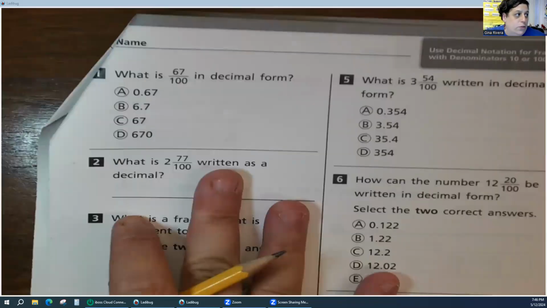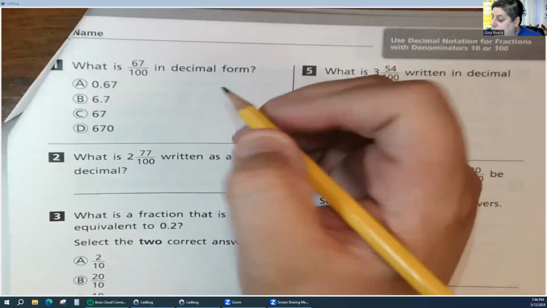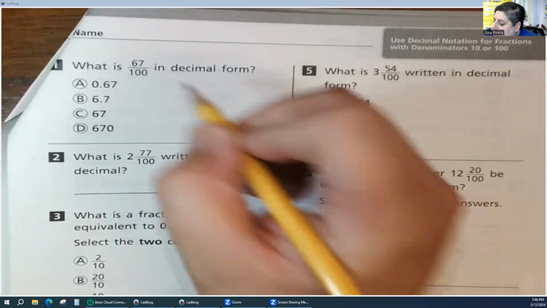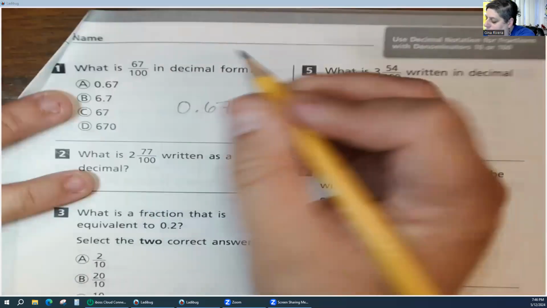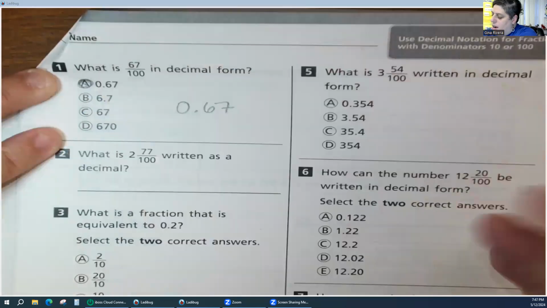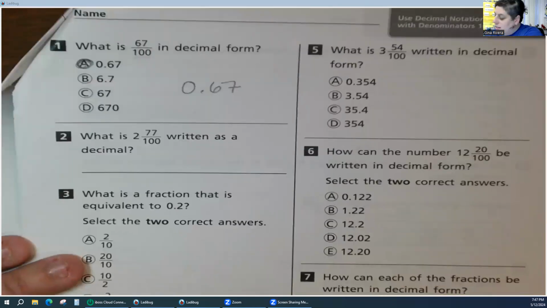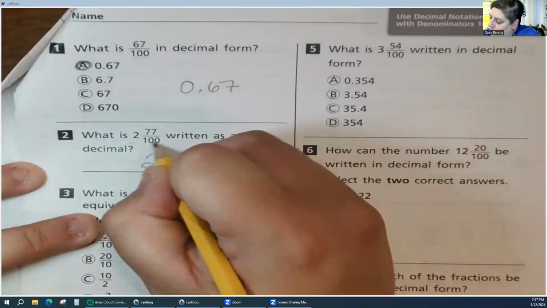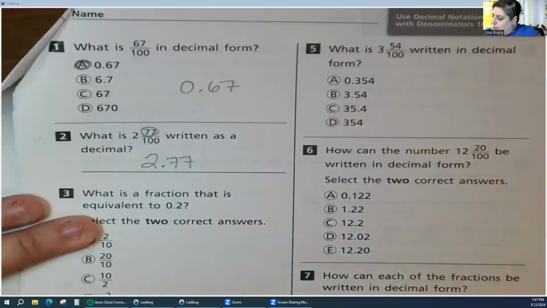Okay, page 45, here we go. Number 1. What is 67 hundredths in decimal form? If we have 100, that means that's in the hundreds as a decimal. So it's like having 67 cents. That would be A. All right. Number 2, what is 2 and 77 hundredths as a decimal? That too means a whole number. It's like having 2 whole dollars. Now this is out of 100, so this is just 77 cents. So just like that.